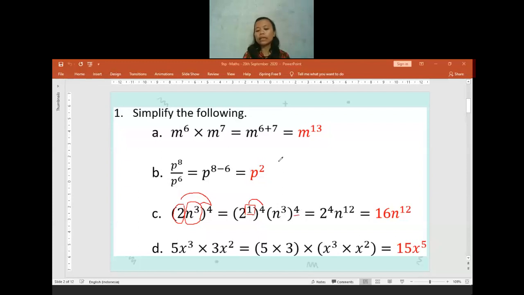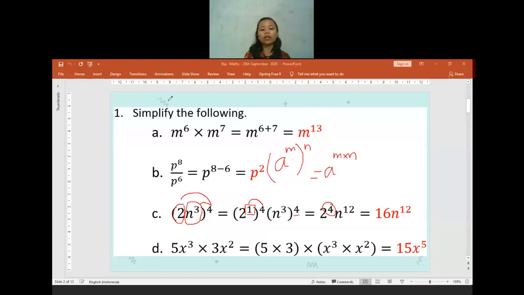We follow the index law: a to the power of m, and then the bracket to the power of n, the result will be a to the power of m times n. That's why for the number 2, 1 times 4 will be 4. And then the index for n, 3 times 4, will equal 12. So the final answer will be 16m to the power of 12.